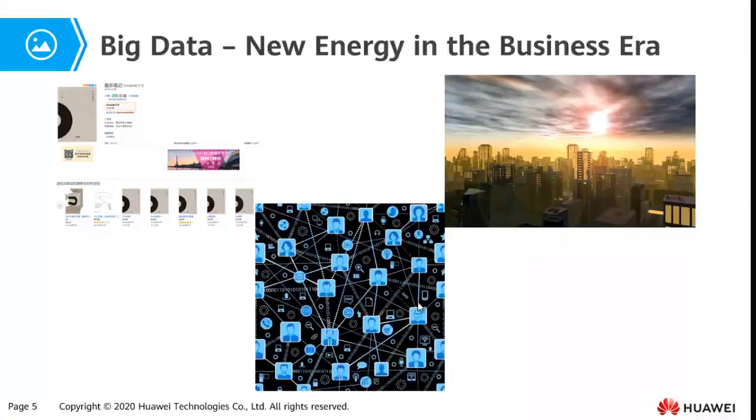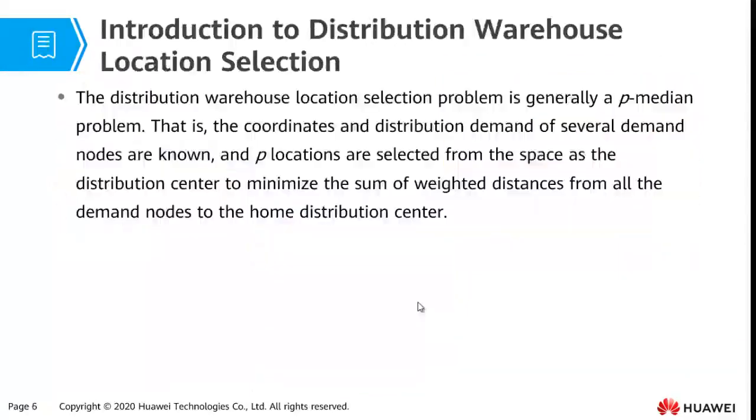The distribution warehouse location problem we are talking about today is a good example. When selecting a distribution warehouse location, we may want to select a central location at first thought. This is because the total distance from the center to each destination is the shortest. In this way, the transportation cost is the lowest.